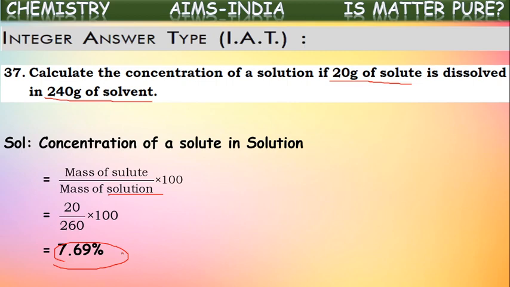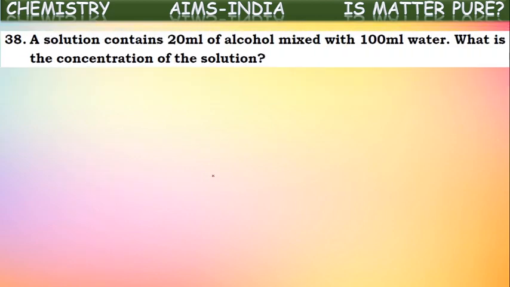Why did we use this formula here? Because both quantities are given in mass only. For solute it is given as mass, and for solvent also it is given as mass. That's why we have used this formula. Let us see the next one. A solution contains 20 ml alcohol mixed with 100 ml water. What is the concentration of the solution?